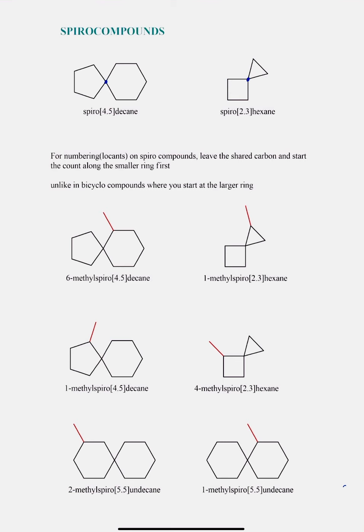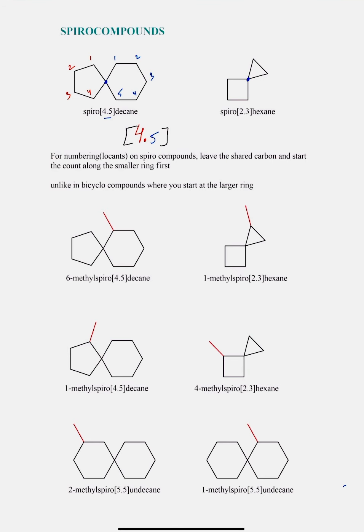on either side. Now you look at the left. If you look at the left side, there are 1, 2, 3, 4 carbons. And if you look at the right side, there are 1, 2, 3, 4, 5 carbons. Now you write these numbers in increasing order. Unlike in bicyclo compounds where you write it in decreasing order, you write this in increasing order now. So it's 4.5. You write square brackets around 4 and 5.